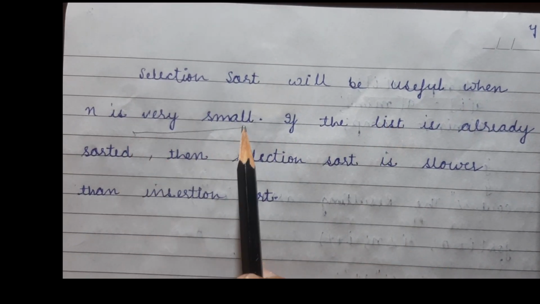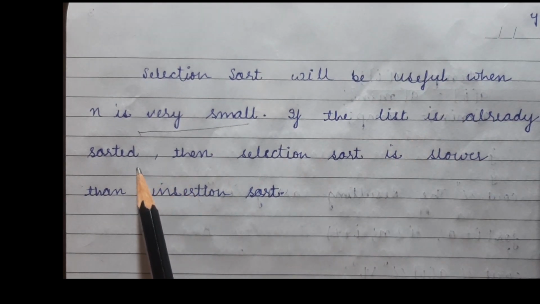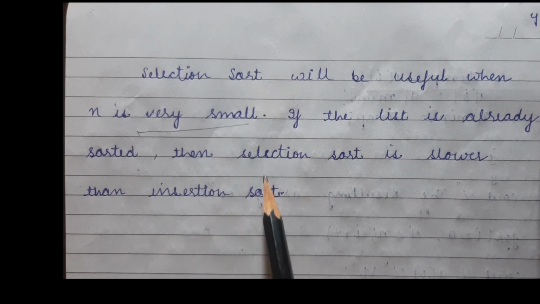Another point I want to discuss is that selection sort is useful when n has a very small value, and if your list is already sorted, then selection sort is slower than insertion sort, because in selection sort we find the minimum element every time. But if your array is already sorted and we perform insertion sort, then swapping will not be performed in that case. So that's why insertion sort is fast in that case.